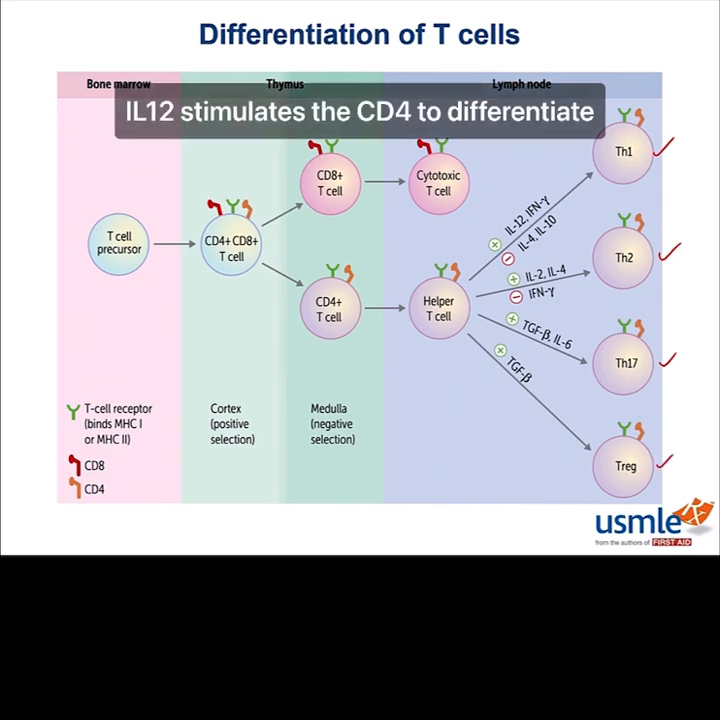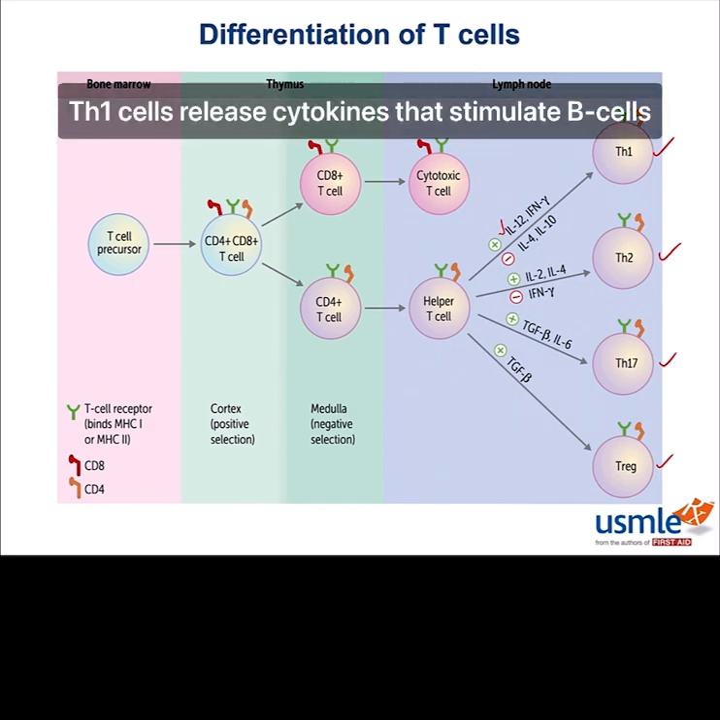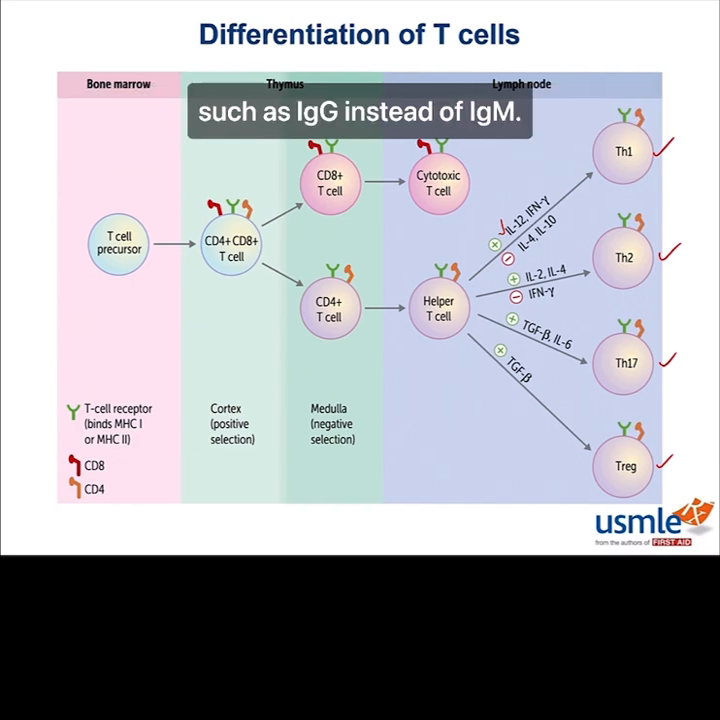IL-12 stimulates the CD4 to differentiate into T helper 1 cells. Th1 cells release cytokines that stimulate B cells to change which type of antibodies they produce, such as IgG instead of IgM. They also stimulate macrophages to consume and degrade pathogens.